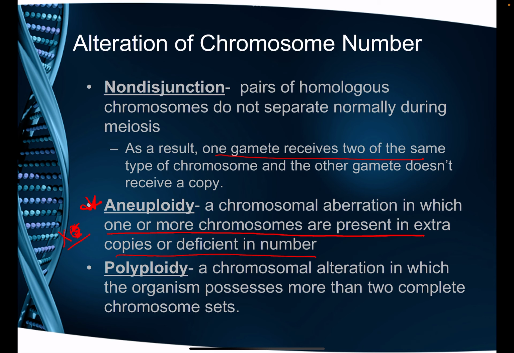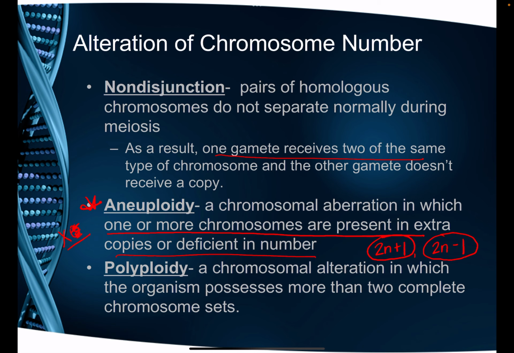chromosomes, okay? Sometimes you will see them written as 2n plus 1, or you could see them written as 2n minus 1. So remember, 2n represents the diploid number. So for humans, that's 46. And so an individual that is aneuploid is going to be 2n plus 1, so 47, or 2n minus 1 would be 45. So sometimes you'll see it written like that.